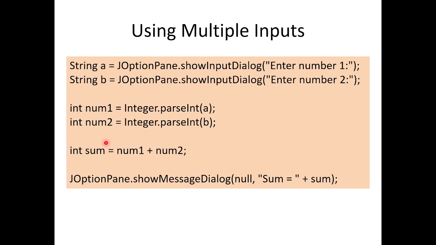After that, we can do some calculation. For example, let's say we want to calculate the sum of the two numbers. The formula will be sum equals num1 plus num2, and then we declare the variable sum as an integer. Then, the last step, we use JOptionPane.showMessageDialog to display the computed value of the sum.